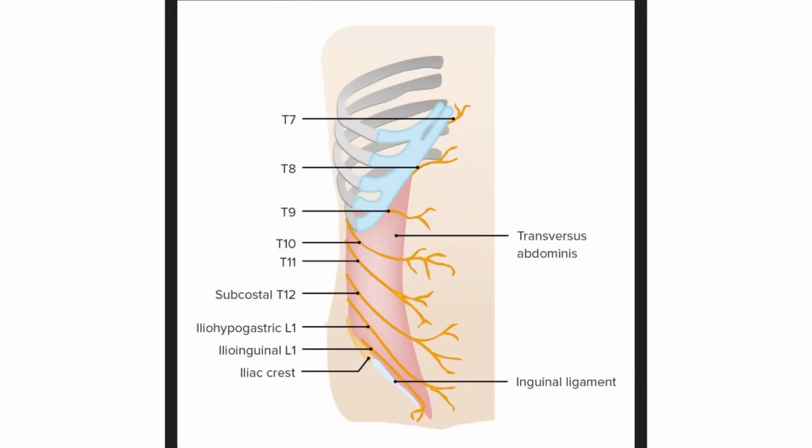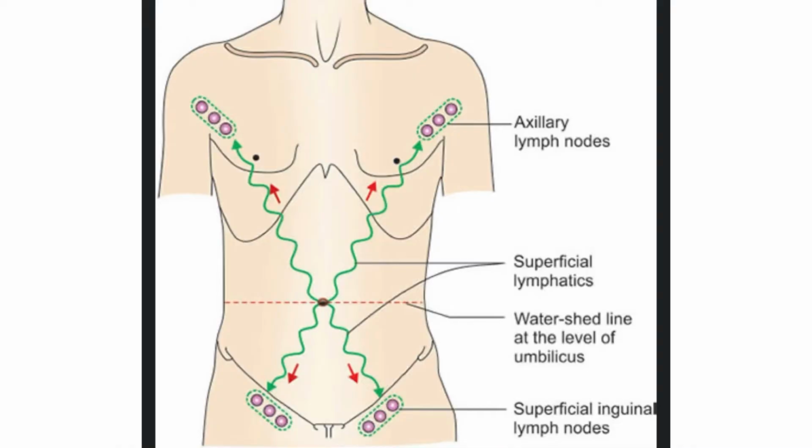So for the nerve supply, we have the lower 6 thoracic nerves, which is T7 to T12, and then we have the iliohypogastric and ilioinguinal nerves, okay, which are seen at the level of L1. So for the lymph drainage, we have the lymph drainage that we can see on the skin, and then those that are in the deep part, that's the deep branches.